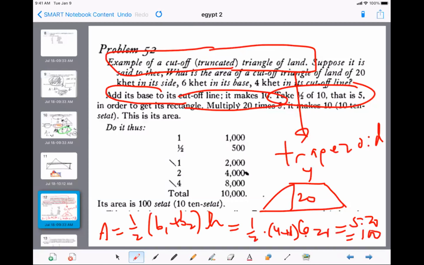It's funny because they say 20 times 5 makes 10, but they mean 100. They mean 100 of whatever their unit is, but it's 10 of a larger unit.